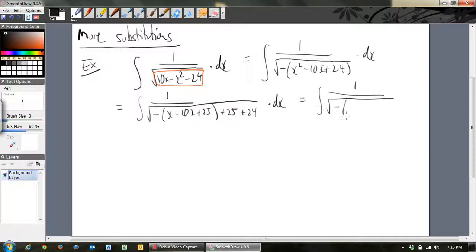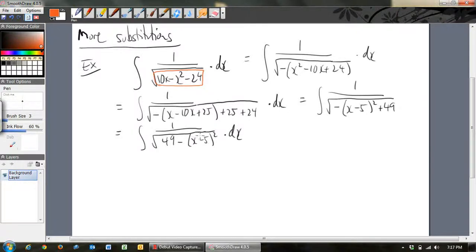That gives us negative, x minus 5 squared, plus 49. Okay, good. That's looking like something we might be able to integrate. I'll rearrange that a little bit: 1 over the square root of 49 minus x minus 5 squared. Now you might say to yourself, that looks worse than what we started with, and I would probably agree, but let's have a quick look at it.